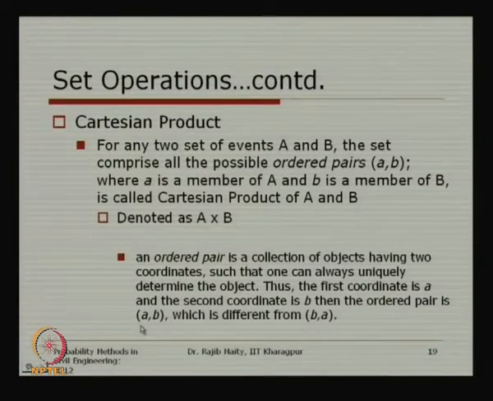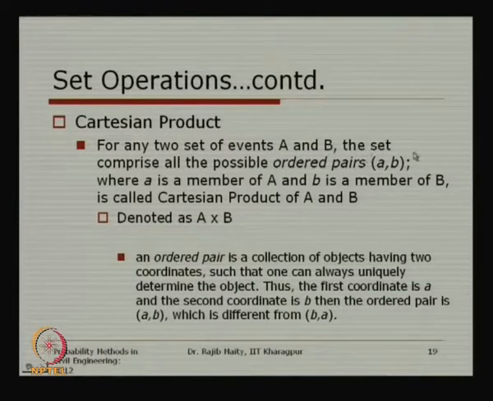So always the first entity comes from the first set and the second entity comes from the second set, which is obviously different from B, A. So if we maintain that the first entity always comes from the first set and the second entity always comes from the second set, then this is known as an ordered pair.